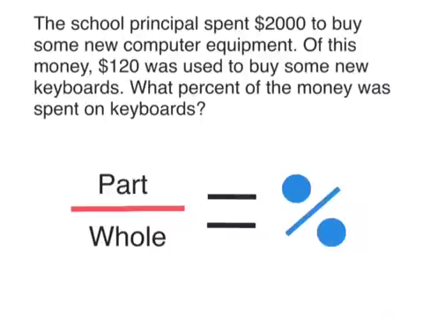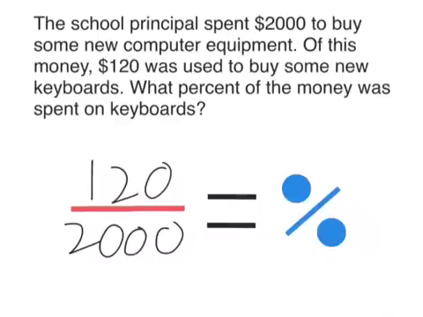Alright, so the total amount of money that the principal spent, the whole, was $2,000. And we're focusing on a particular part of that money, the $120 that the principal spent on keyboards. What we're wondering about is what's the percent. So here we go, 120 is the part, 2,000 is the whole.